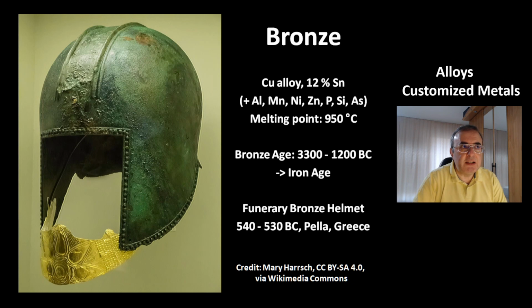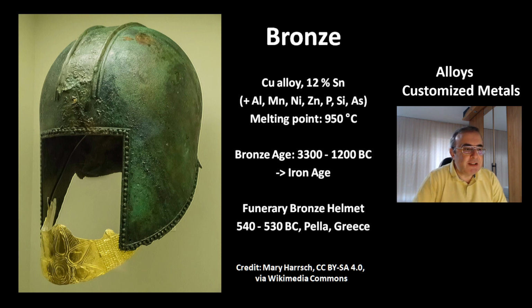This is historically a very important alloy. That's bronze. It's a copper alloy with 12% tin. It can also contain aluminum, manganese, nickel, zinc, phosphorus, silicon, or arsenic. Melting point is 950 degrees Celsius. That's an advantage. And the Bronze Age lasted for over 2000 years. And it was followed by the Iron Age.